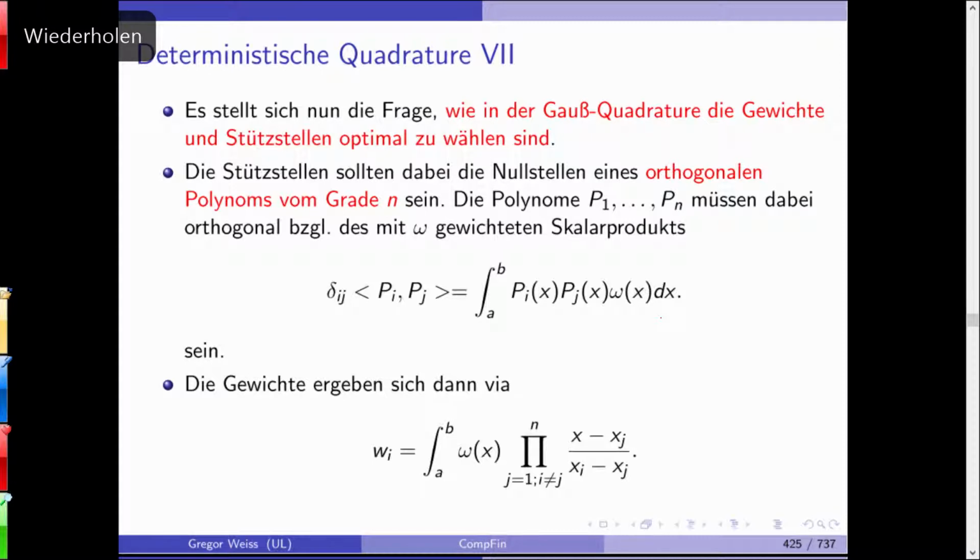You have a weighting function omega that is equal to 1, and you just get your regular integral from high school. Okay, so how should we choose those nodes and the weights? The nodes should be the zeros of an orthogonal polynomial of order n.